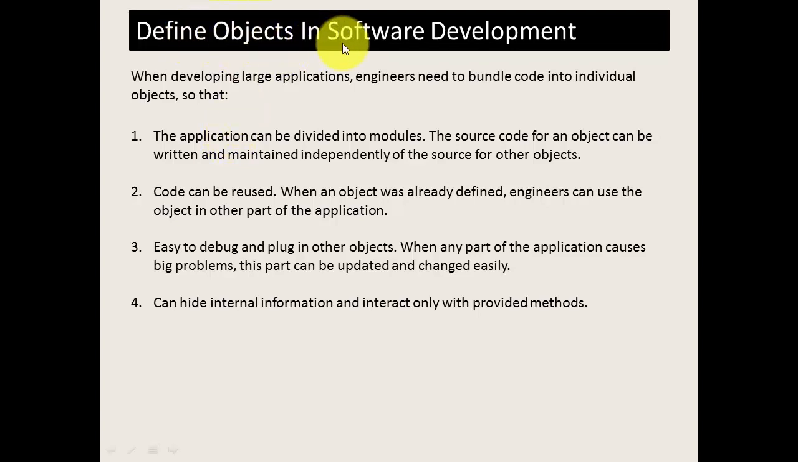Define objects in software development. When developing large applications, engineers need to bundle code into individual objects so that the application can be divided into modules. The source code for an object can be written and maintained independently of the source for other objects. This means multiple engineers can work on projects in parallel by dividing the application into modules.